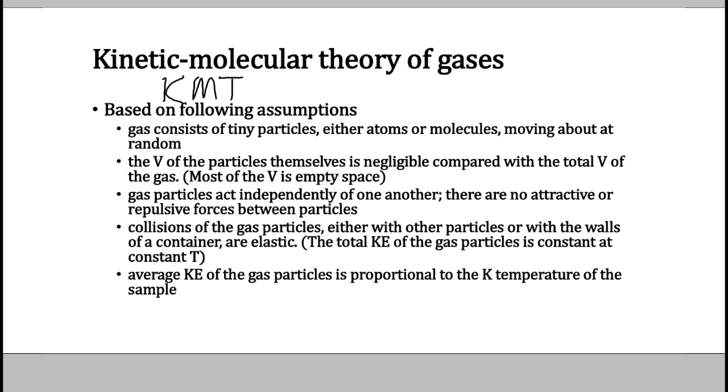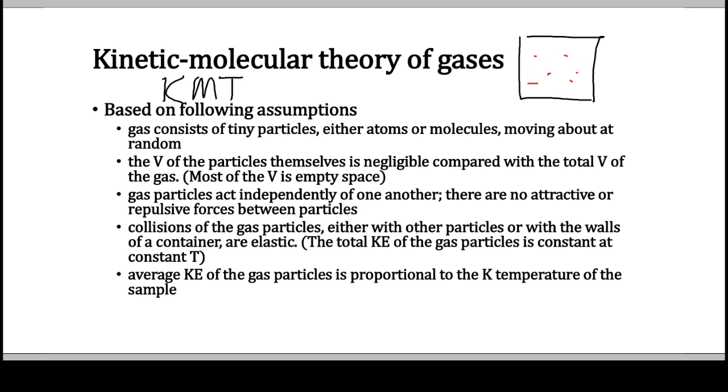So, the first assumption, gas consists of tiny particles, either atoms or molecules, moving about at random. So that means that we can think about in a container, and this kind of goes with the second point, that the volume of the particles themselves are negligible compared with the total volume of the gas. So if we have a container here, and in this container we have two gases. We have our red gas, and we have our green gas.